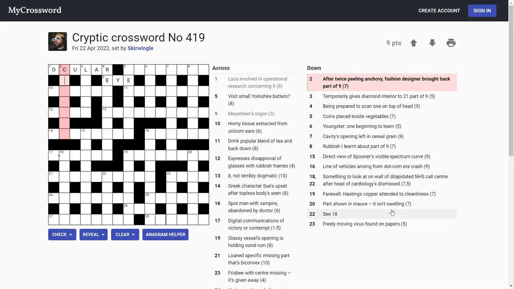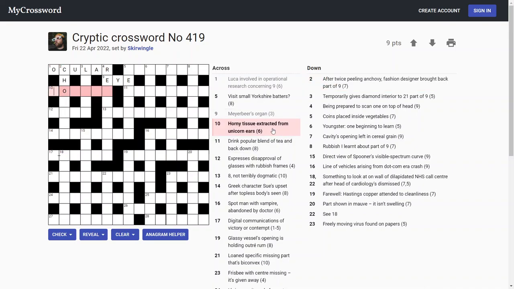Good. After twice peeling anchovy, now I wonder if that means take off the first and last letters twice. CHO. Fashion designer brought back part of 9. Now, what's a four-letter fashion designer we can put backwards to get a part of an I? Fashion designer. Who would that be? Felt, Lagerfeld, Vera Wang.